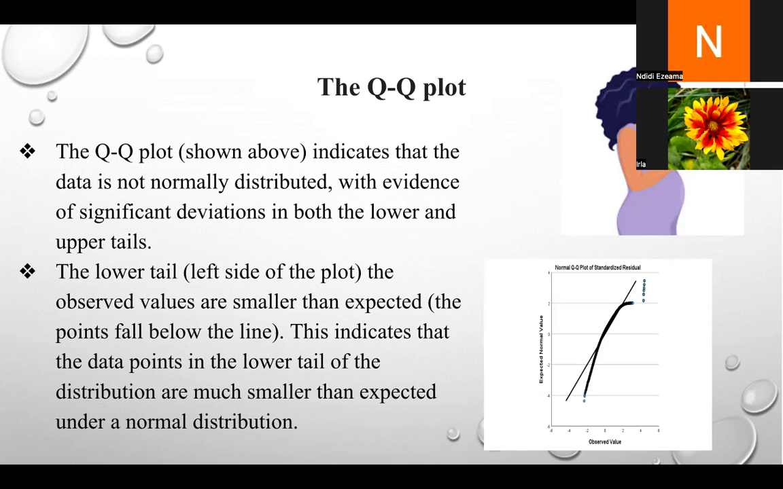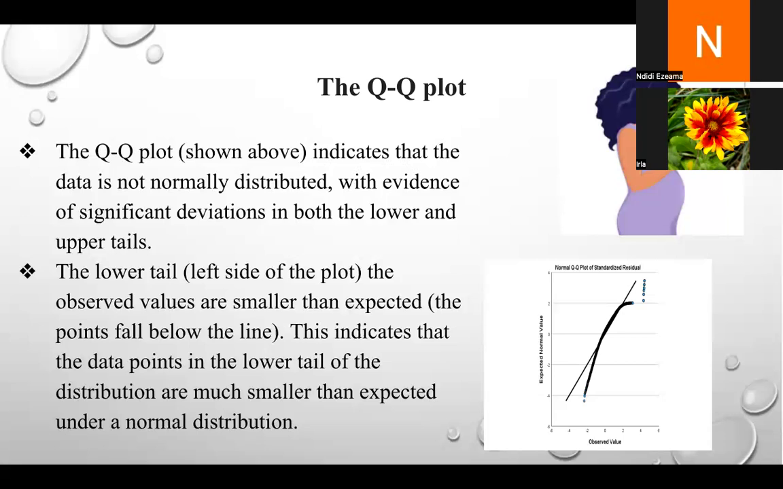In the upper tail, to the right, the data points are much larger than expected as we deviate significantly upwards from the line. What this tells us is that the data is not normally distributed, and these deviations could suggest the presence of outliers or indicate that the underlying distribution from our data is skewed. So overall, the QQ plot clearly shows that the data distribution is not normal, which should be kept in mind as we interpret further statistical analysis.